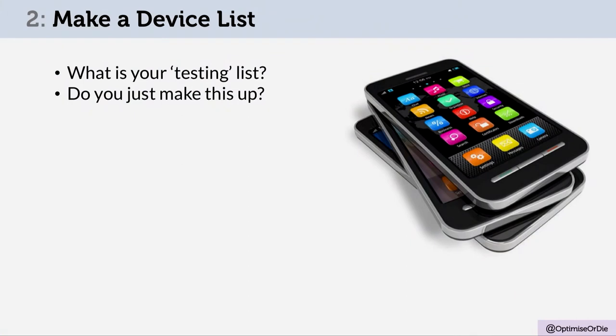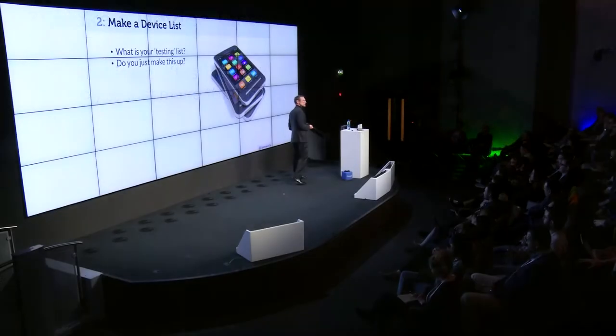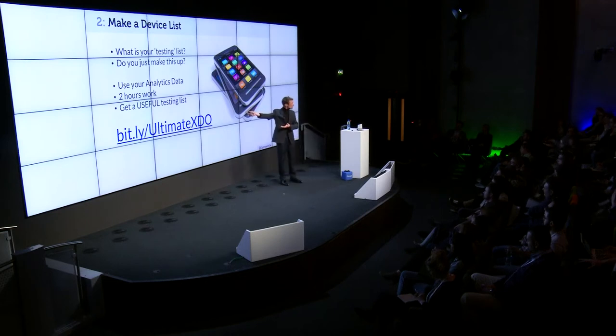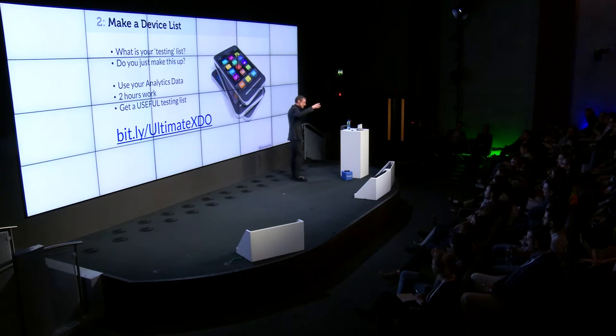Number two, what is your testing list? What is a representative device mix for your customers? Do you know? Most people say, oh, I think we've got iPhones and, yeah, there's some of that Droid stuff. Yeah, tablets. Yeah, there are tablets. Did you just make this up? Or did you actually get the data from Google Analytics? Because if you've got Google Analytics, it will tell you, amazingly enough, what the devices are that people have in their hands when they come to your site. Wow. You can make a testing list.